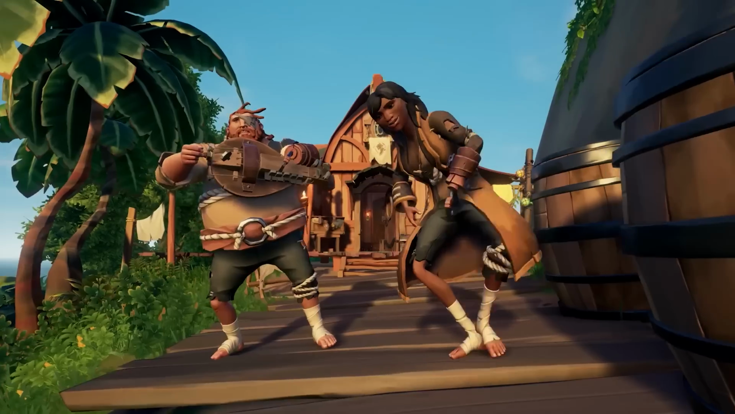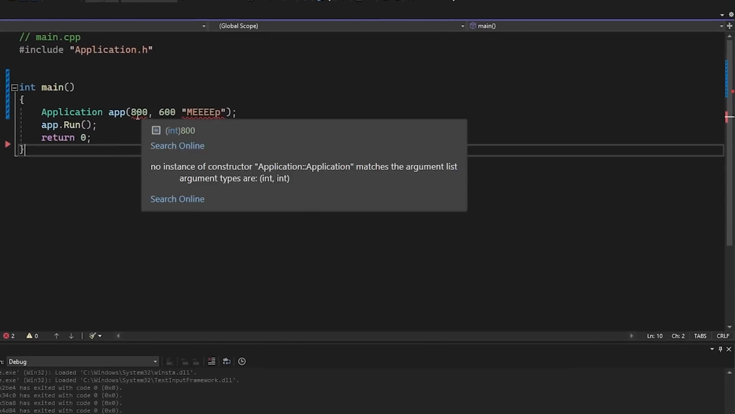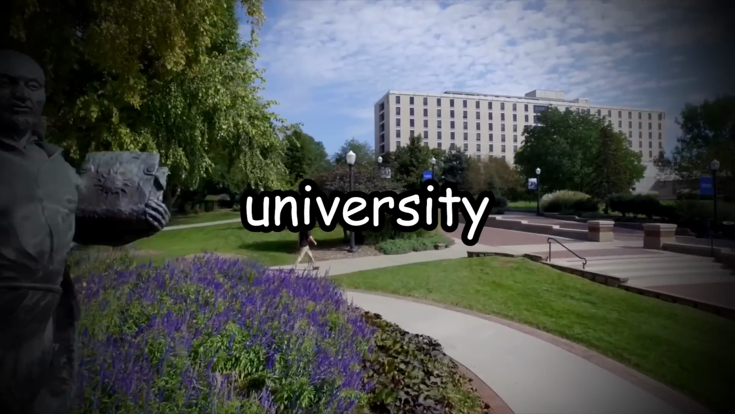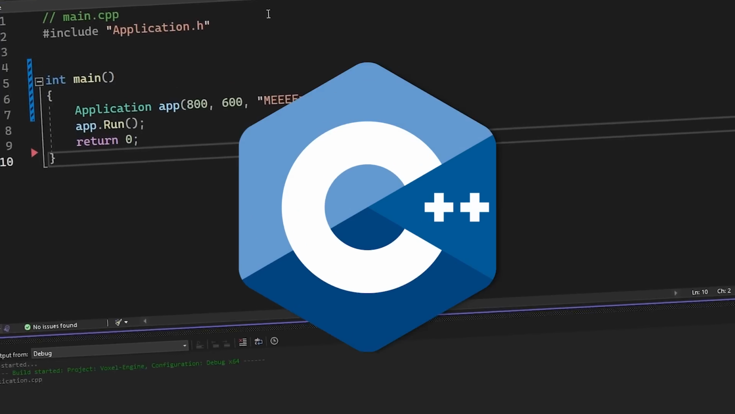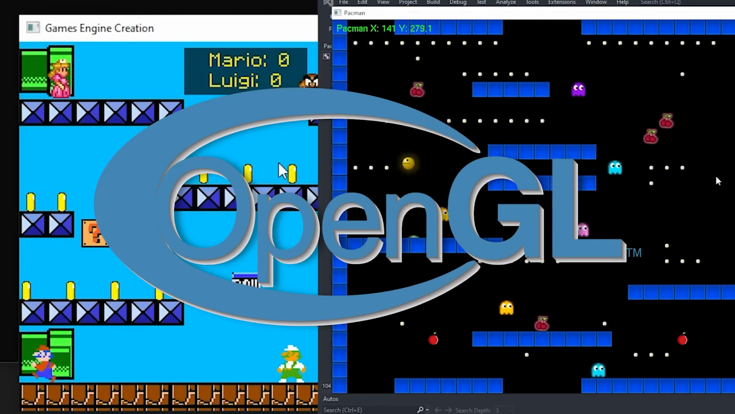The second stage of landing a job at Sea of Thieves was a C++ game development course. Again, this happened at my university, and the course was going to teach me C++ gaming. I mean, how to make games using C++. I ended up making several games using things like SDL2, OpenGL, and, well, that's about it.